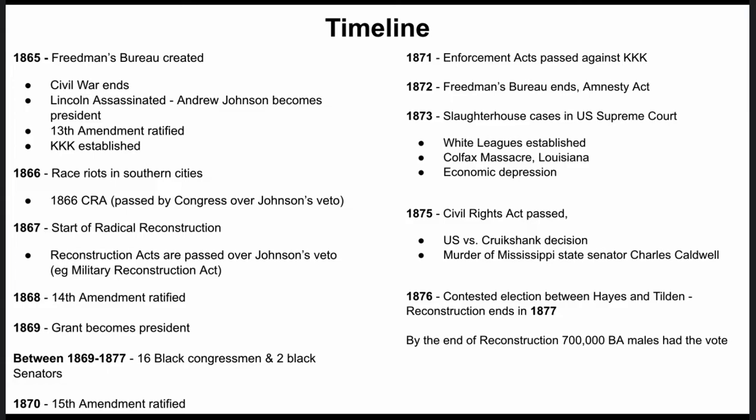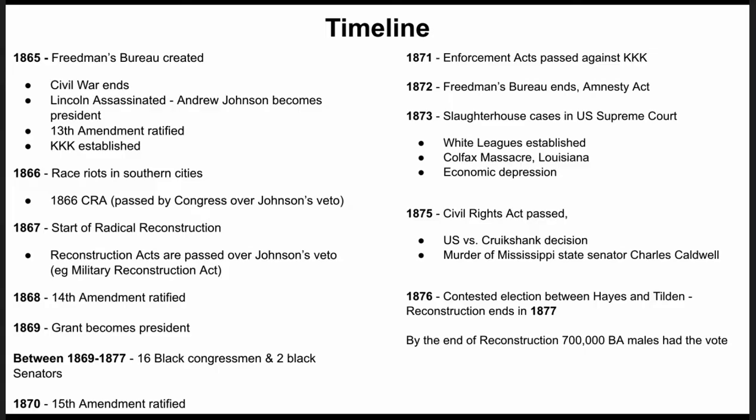So the end of the Civil War, 13th Amendment, and immediately you have the KKK being established, which really highlights the white backlash in the South immediately to the newly freed Black Americans, whose legal status is somewhat in limbo because we haven't had the 14th or 15th Amendment yet. So obviously Black Americans are being targeted by groups like the KKK, and there are riots in southern cities in 1866.